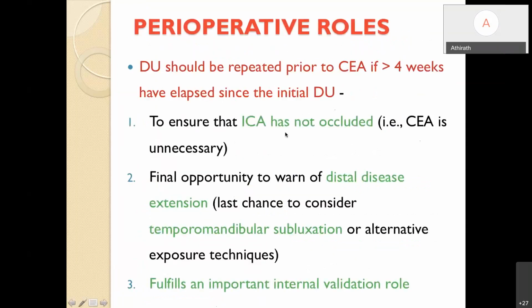Perioperative role, as I've told you, duplex ultrasound should be repeated prior to CEA when it has been greater than 4 weeks, to ensure that the ICA is not occluded, and to finally conclude about the distal disease extension, because whenever there is distal disease, you need to know whether temporomandibular subluxation is required or not, and it fulfills an important internal validation role.